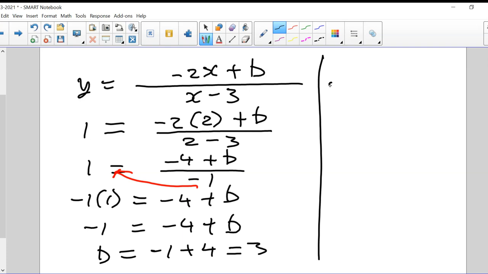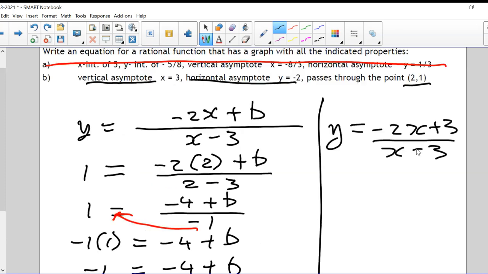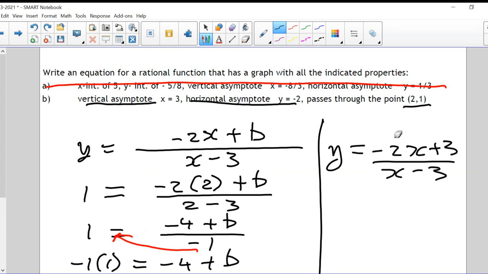Our equation is y is equal to minus 2x plus 3 over x minus 3. So we know from the information we have that this does have the vertical asymptote right where we want it at x equals 3. This has a horizontal asymptote at y equals minus 2, ratio of the lead coefficients, minus 2 over 1. And it does pass through the point 2, 1, which we can just double check by plugging 2 into this and see if we get that 1 back, right? We should, but again, it's not a bad idea for us to double check that. Plug in the 2, see if we get the 1, and if that's the case, we're good to go.